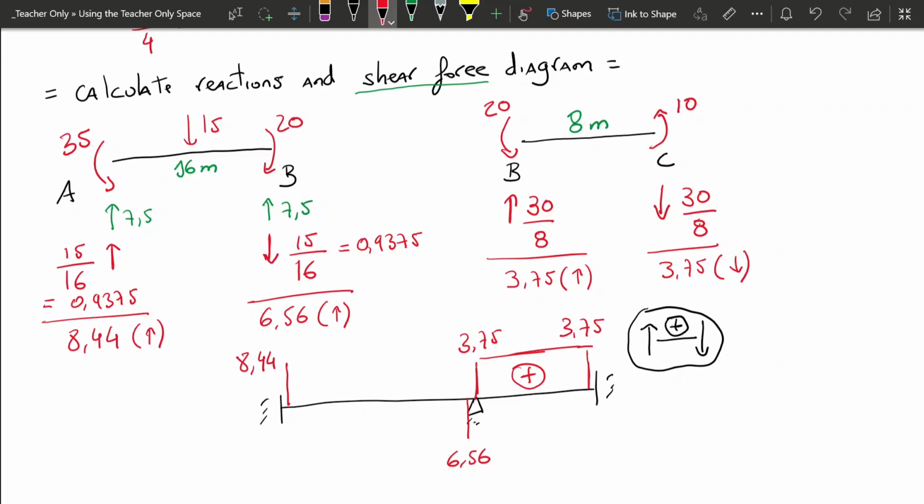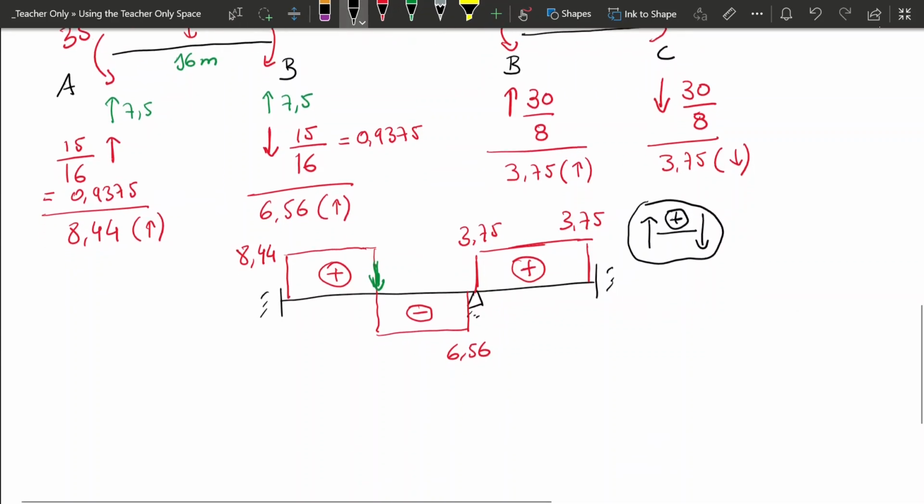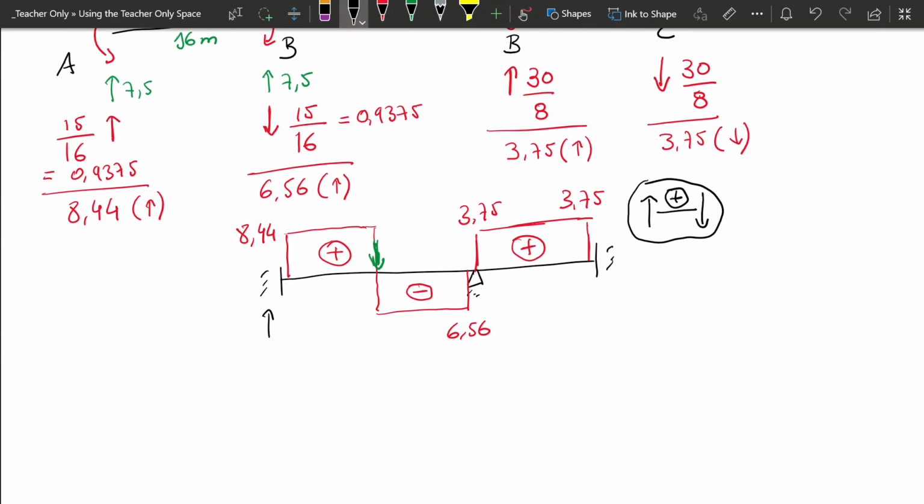3.75. And now we just have to remember that we have a load of 15 in the middle to allow us to close this shear force there. Finally, to do the reactions, we can see the reaction here has to be 8.44, because it's this reaction that causes this shear force, this bump. The reaction here in the middle is going to have to be 6.56 plus 3.75, which is equal to 10.31. And here at the end, we have a reaction that needs to be 3.75, pointing down, so it bumps the shear force from 3.75 down to 0.